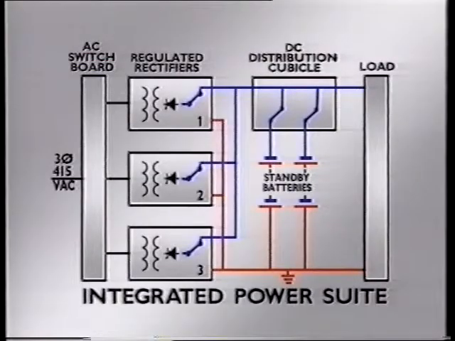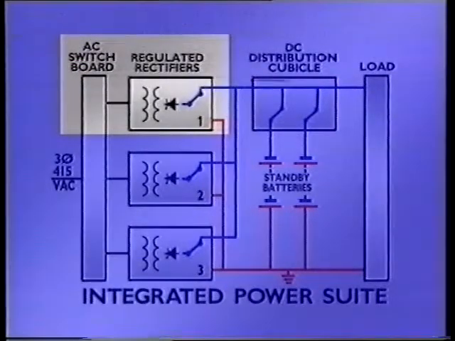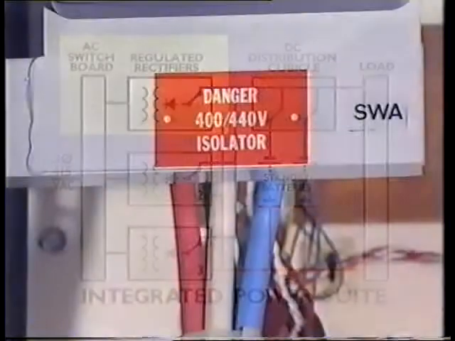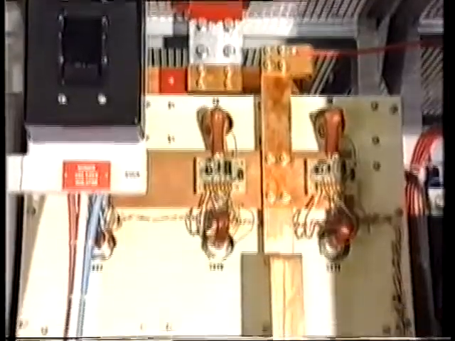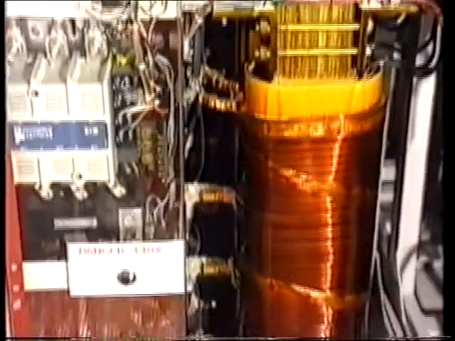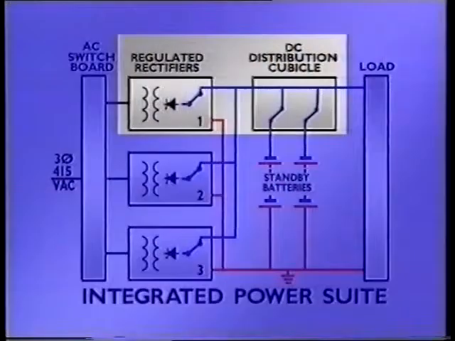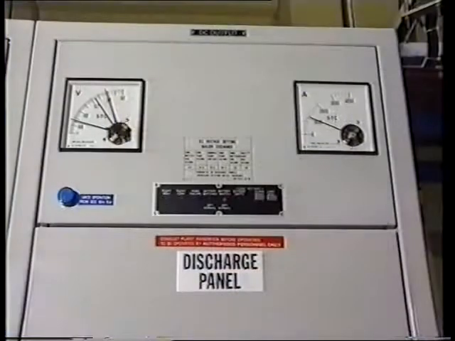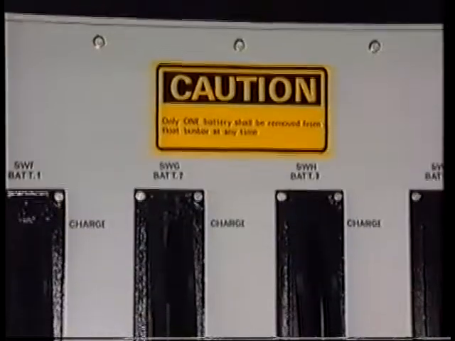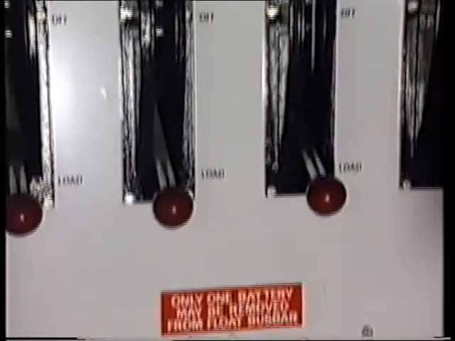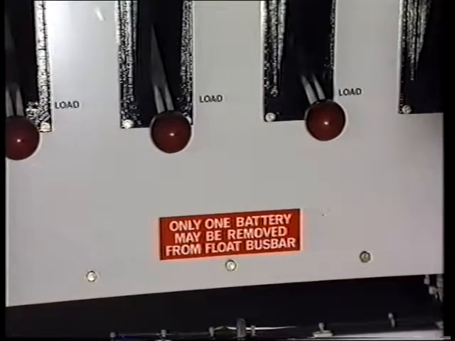If we look at a simplified single-line diagram for an IPS, the AC input supply is connected to the input of the rectifier. Usually this is a 415-volt, three-phase supply. AC is applied to thyristors or diodes, where the AC is converted or rectified to DC, and with the required circuitry provides a regulated DC output. The total DC output is connected to the load through the DC distribution cubicle, where the standby batteries are connected in parallel via knife switches to the load bus bar.